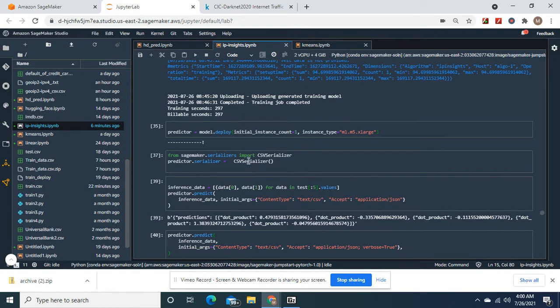Anyways, do this right here, and then inference data. And then your test set, you put that right here, and then dot values, predict inference data, content type, accept. Okay. That was just a short prediction.